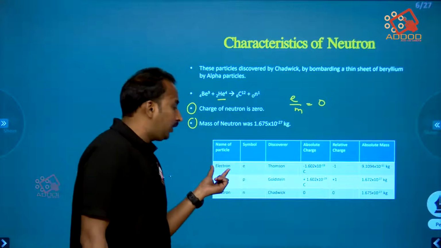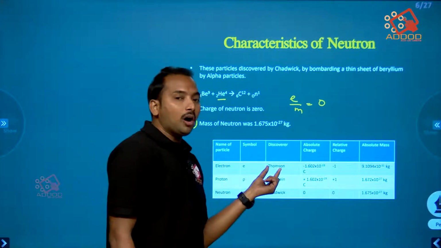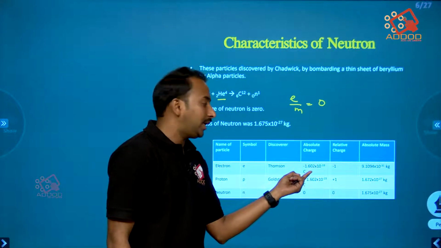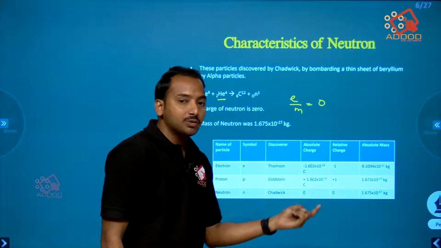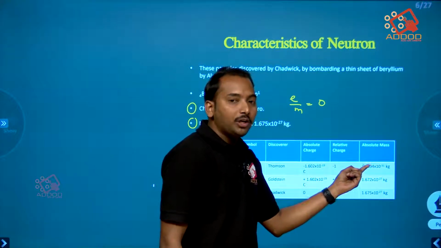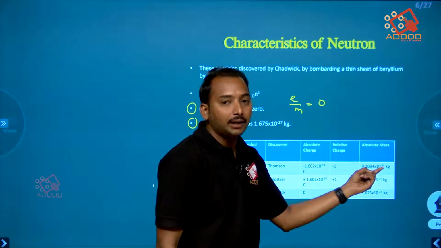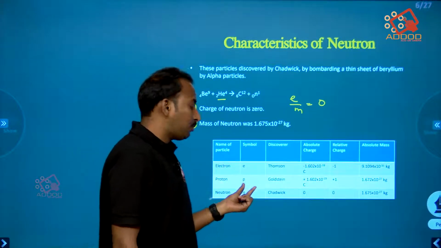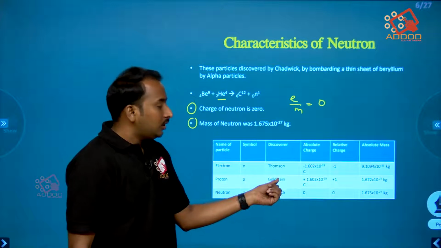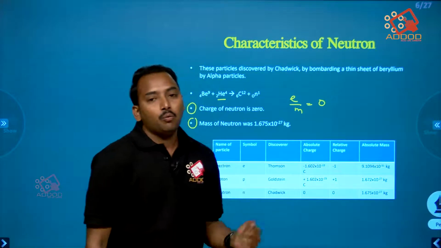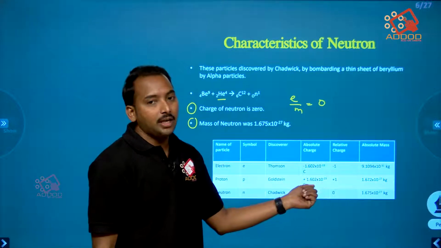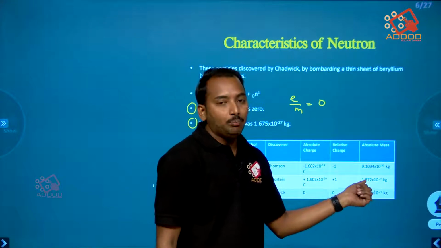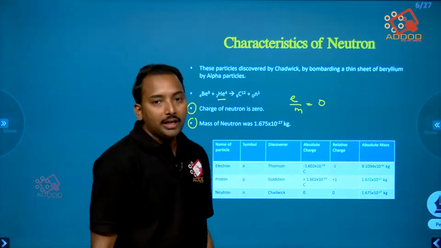First the electron: the symbol is e, the discoverer is Thomson, the absolute charge is minus 1.602 into 10 to the power of minus 19 coulomb, the relative charge is minus 1, and the absolute mass is 9.1094 into 10 to the power of minus 31 kg. So kg is the unit for mass. Next, the proton: the symbol is P, discovered by Goldstein. The absolute charge is plus 1.602 into 10 to the power of minus 19 coulomb, the relative charge is plus 1, and the absolute mass is 1.67 into 10 to the power of minus 27 kg.